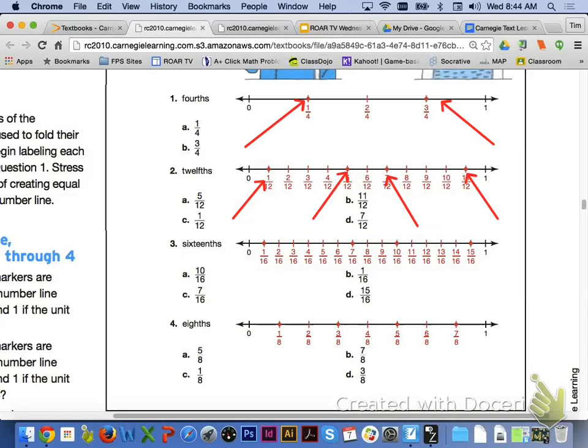For sixteenths, we have the number line broken up into equal size sixteenths. We have 1/16 labeled, we have 7/16 labeled, we have 10/16 labeled, and we have 15/16 labeled. And finally for eighths, we have 1/8 labeled, 3/8 labeled, 5/8 labeled, and 7/8 labeled. So again, when you are plotting the fractions on a number line, just a dot right above the fraction on the number line will do.